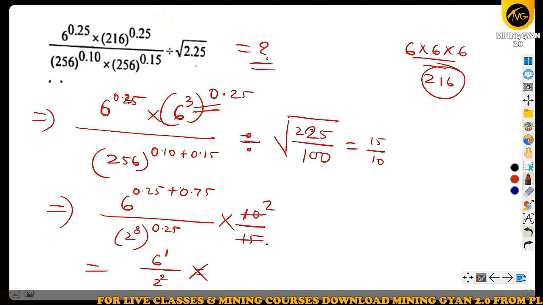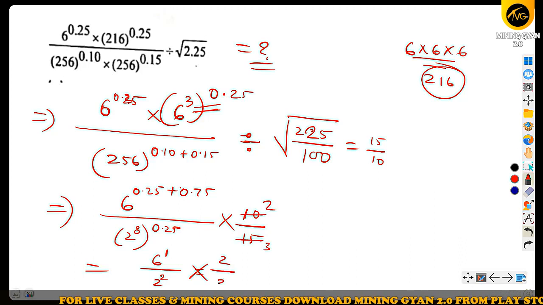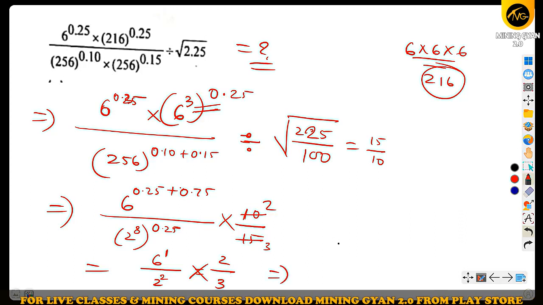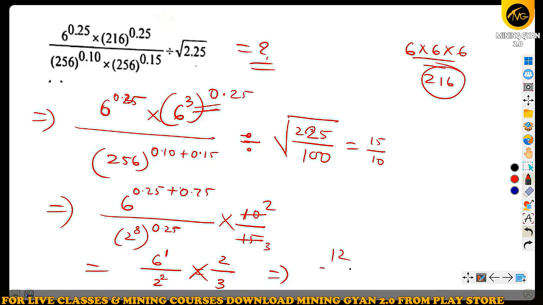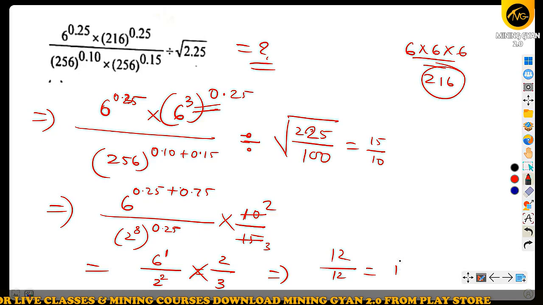Now multiply, 2 divided by 3. Now the answer will be 12 divided by 4 into 3, that means 12 divided by 12, and whole equals 1. So the answer is 1 for this question.